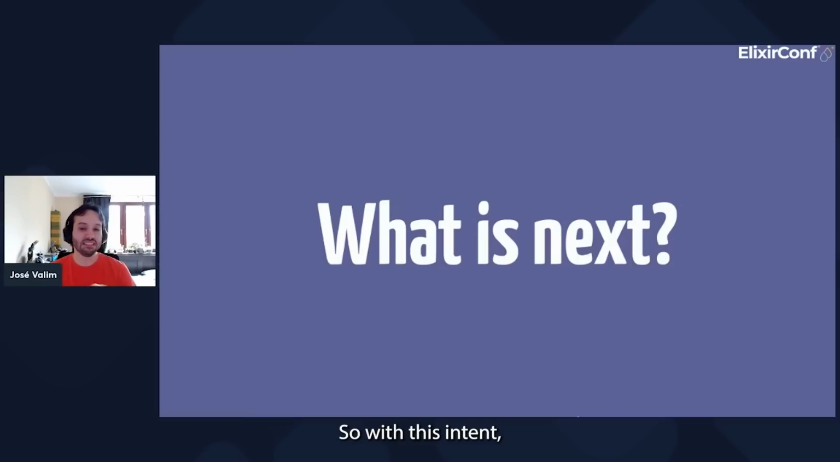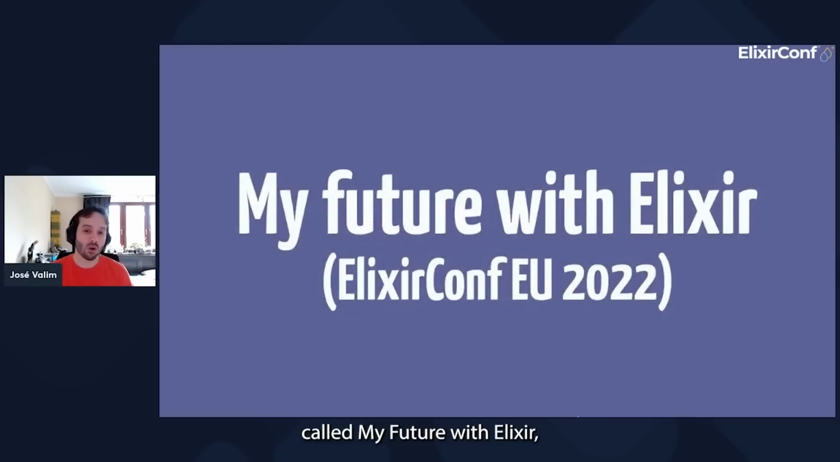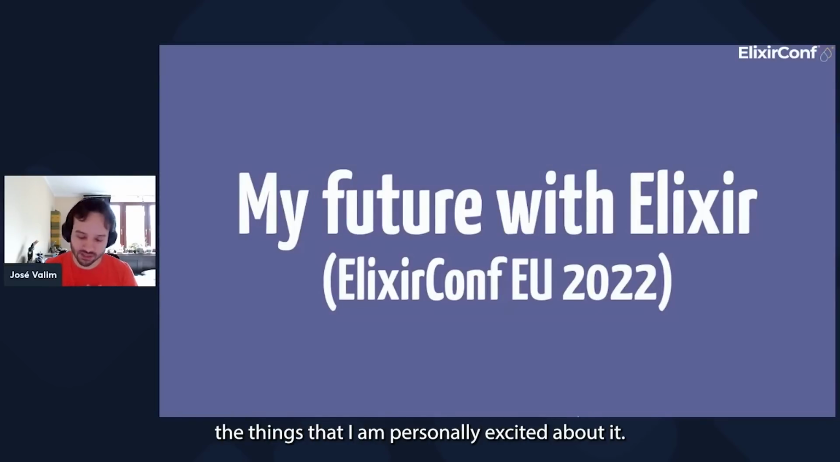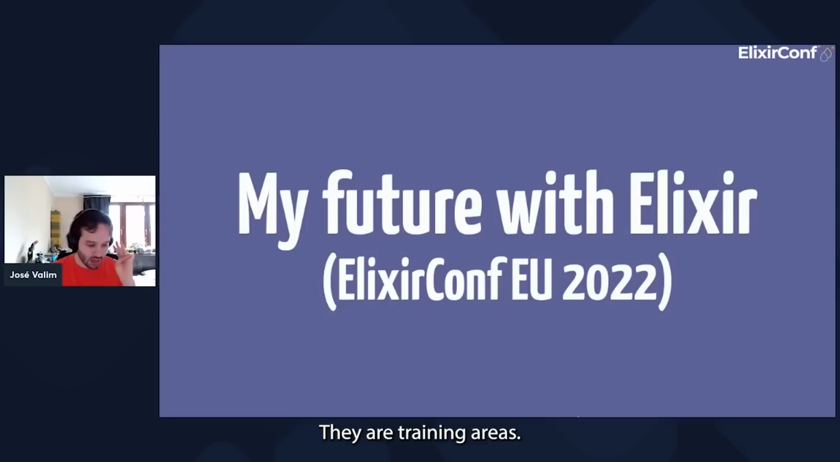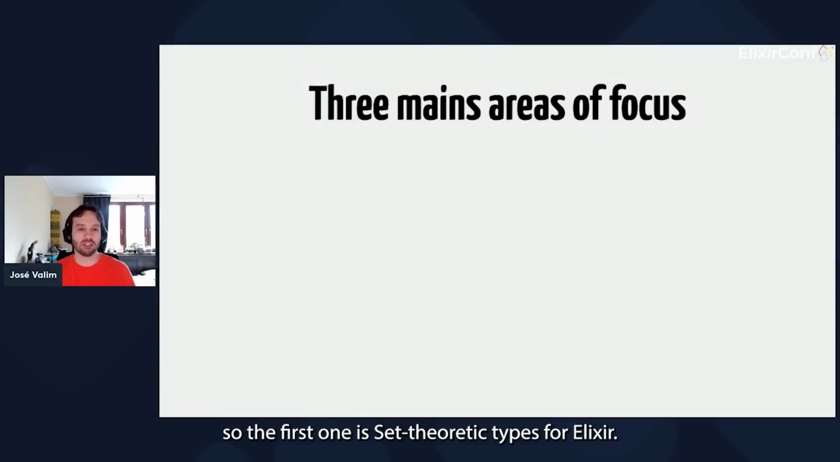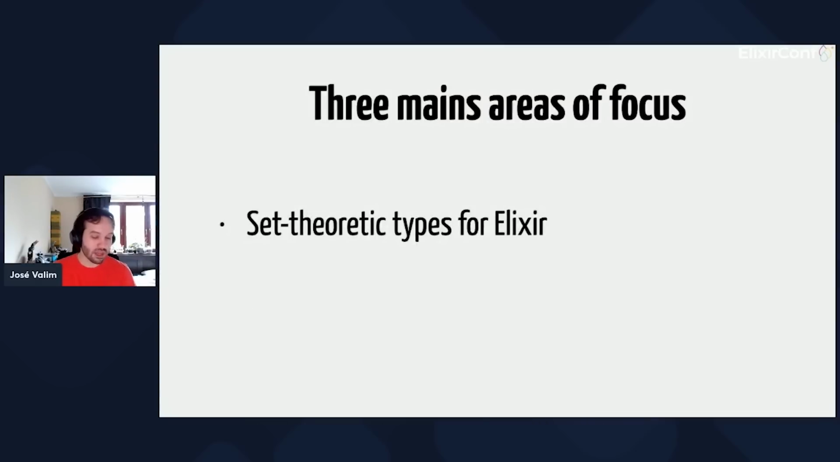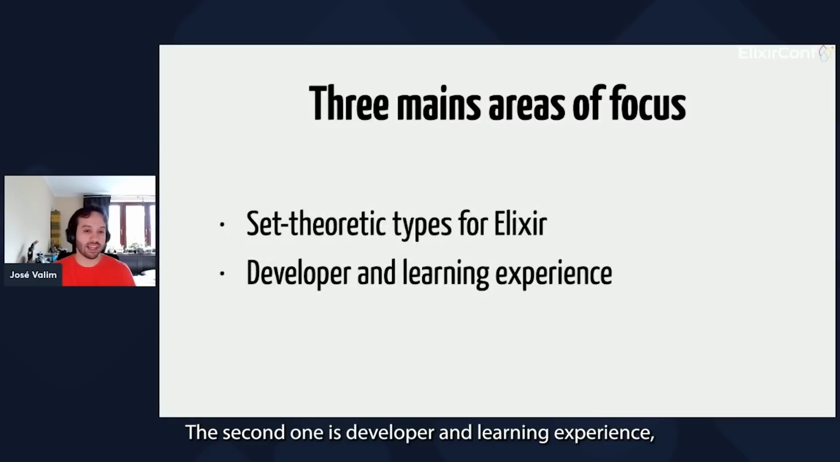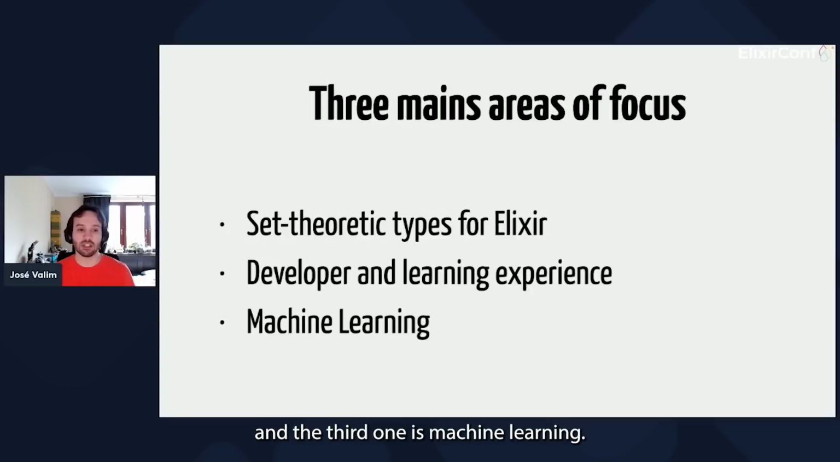So with this intent, 2 months ago, I gave a talk at ElixirConf Europe called My Future with Elixir. And I said that my future with Elixir, the things that I am personally excited about, are three main areas, okay? The first one is set theoretic types for Elixir. The second one is developer and learning experience. And the third one is machine learning. In that talk, I spent the whole talk talking about set theoretic types for Elixir. And we are going to quickly rehash here, but then we're going to go to the next points, okay?